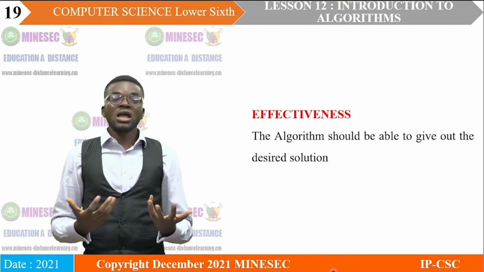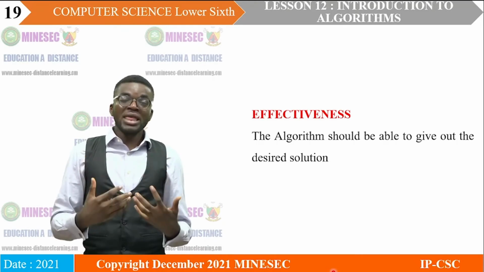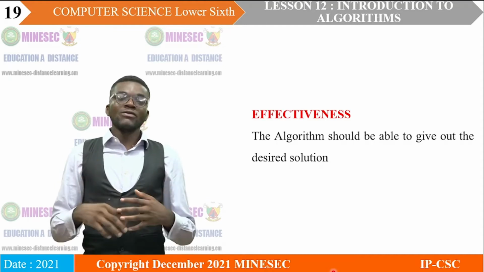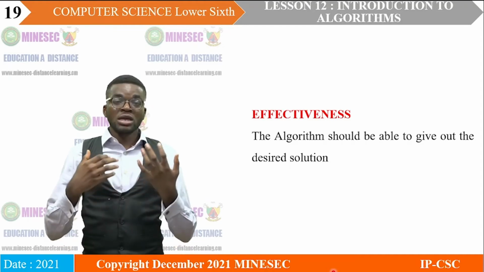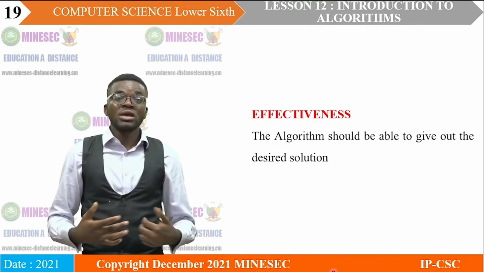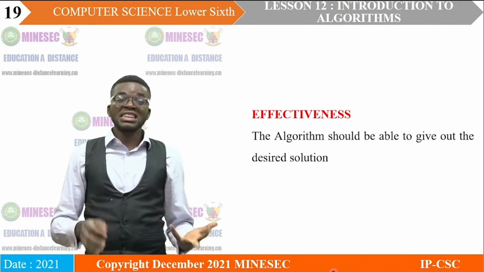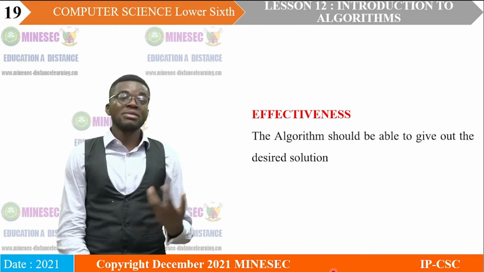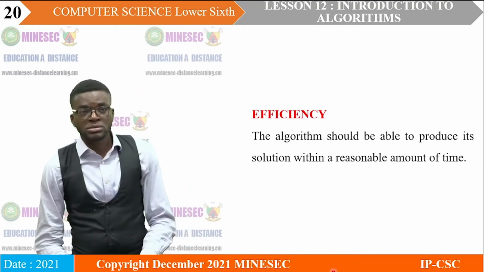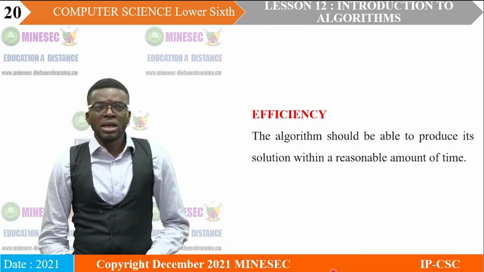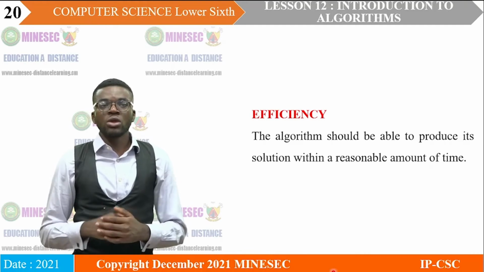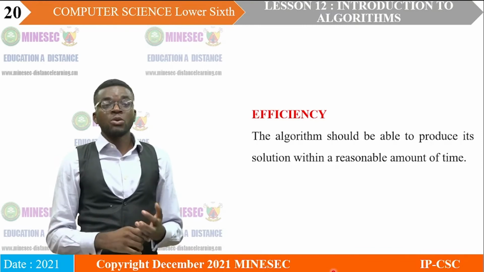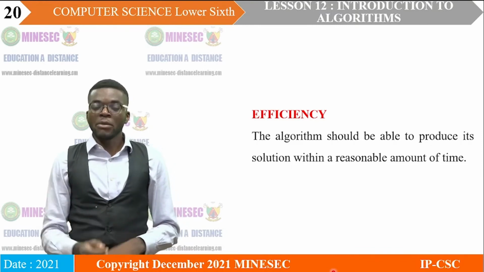So you're creating an algorithm with the sole aim of solving the problem, that is, to get a desired solution. At the end of the instructions or the steps, the algorithm should give out the desired output. If the output is not the output you desired, it means the algorithm is not a good algorithm. Efficiency. The algorithm should be able to produce a solution within a reasonable amount of time.